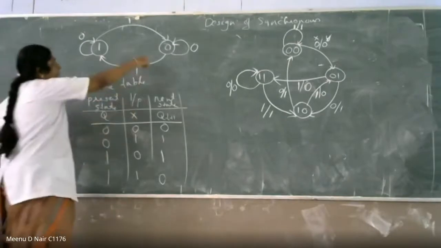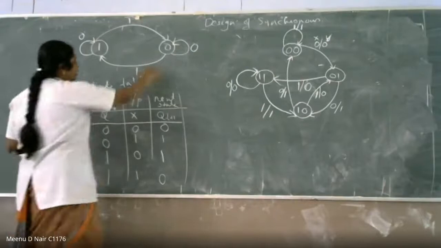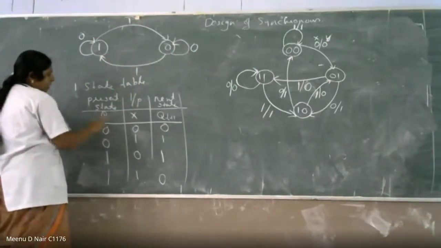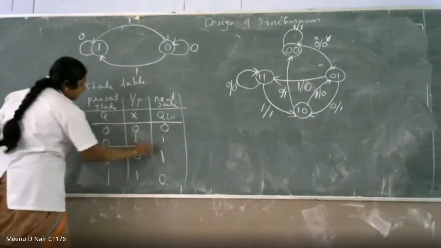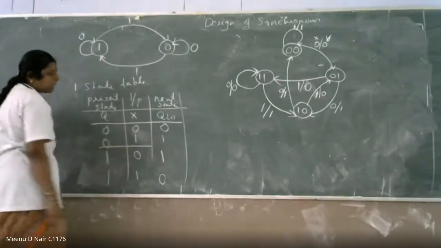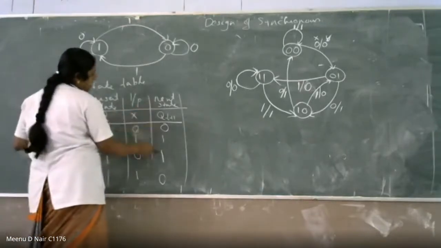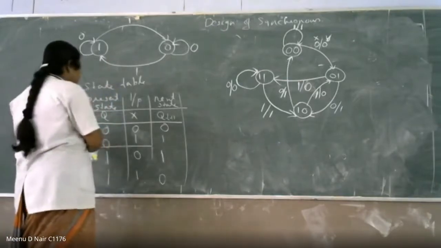This is the state table. From this diagram, you have to write the state table. So we have two states, 0 and 1. You arrange them in order. State is equal to 0, X can be 0 or 1. Then state is equal to 1, X can be 0 or 1. This way you arrange, and you find out the next state also from this diagram.